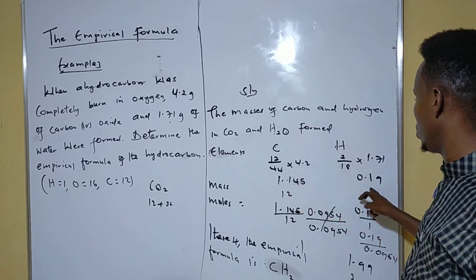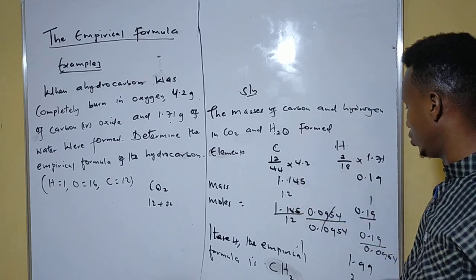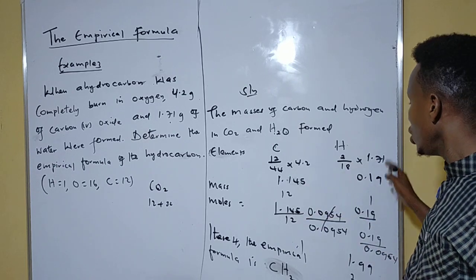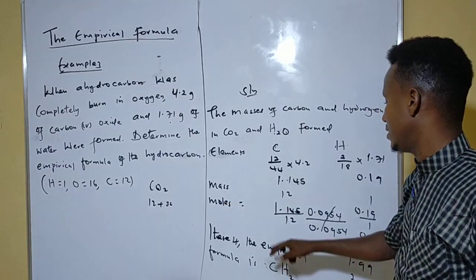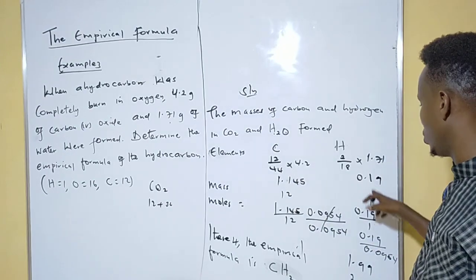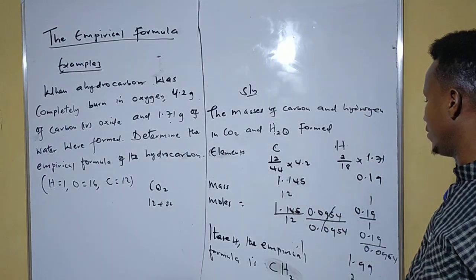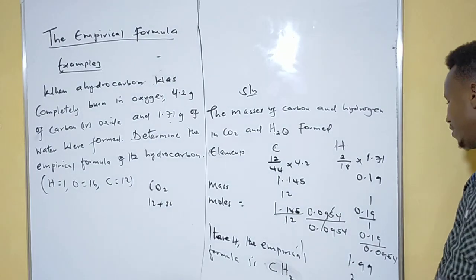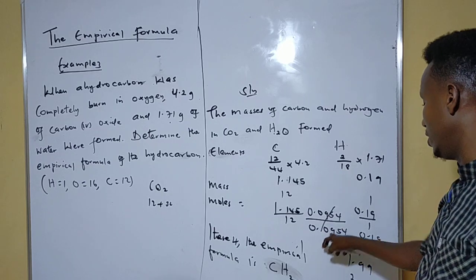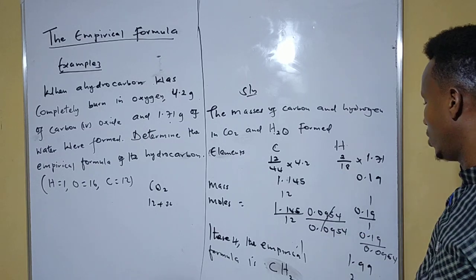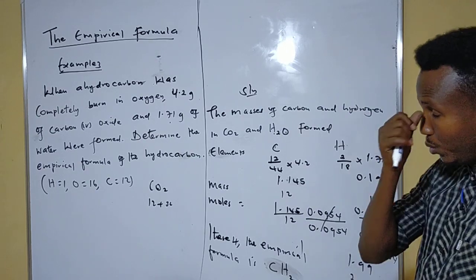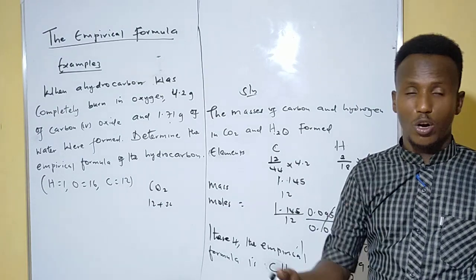So between these two now, this one is smaller than this one, so I will divide both sides by this one. Now before I proceed, the mass of carbon is 12 and that of hydrogen is 1. So you divide this one by this one and this one by this one. Then 1.145 divided by 12 will give us 0.0954. 0.19 divided by 1 will remain the same. So between these two, this one is smaller, so divide both sides by 0.0954. Then we are going to get 1.99 and 1 here. So this one we are going to run off because it's not 0.5 by the way.